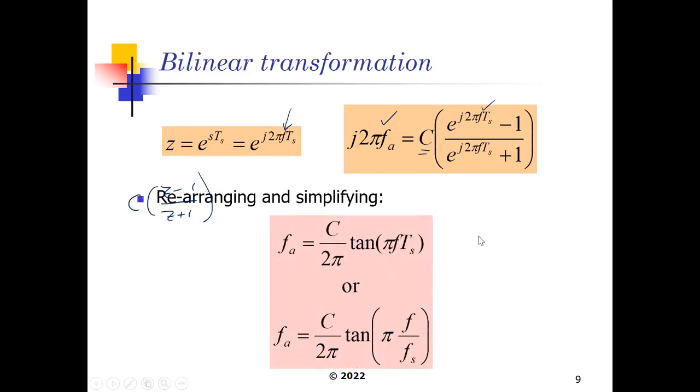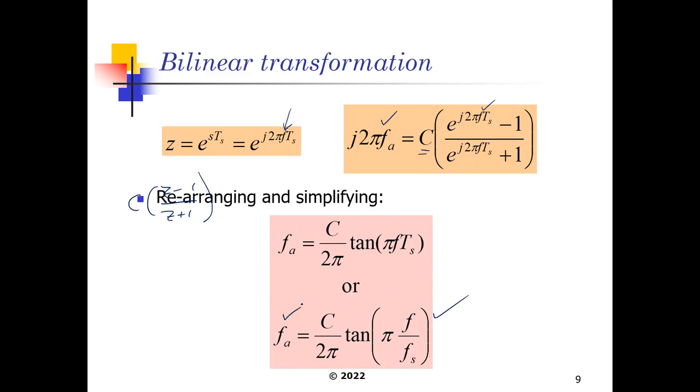I rearrange and simplify. I get that FA is C over 2 pi. Just like we did with the Euler's expressions before, I can express this in terms of tan, so C over 2 pi tan(pi F Ts), or C over 2 pi tan(pi F over Fs). This one is easy to remember. So you have everything inside of here.